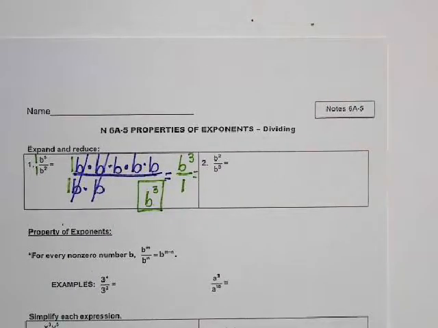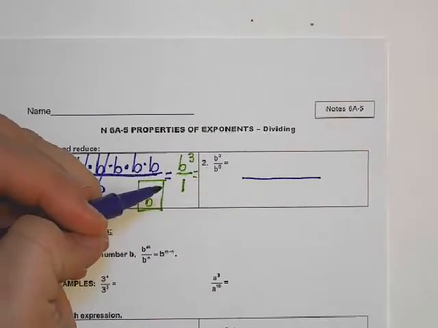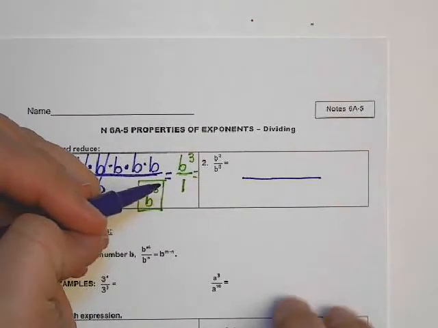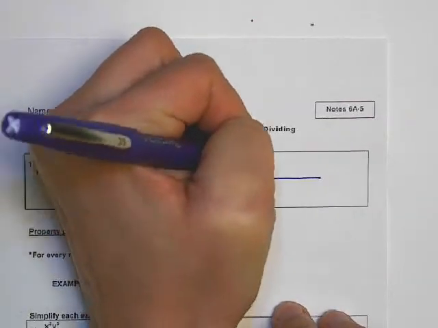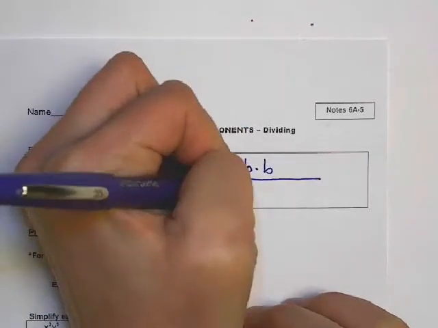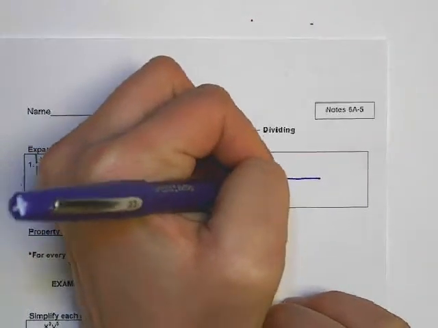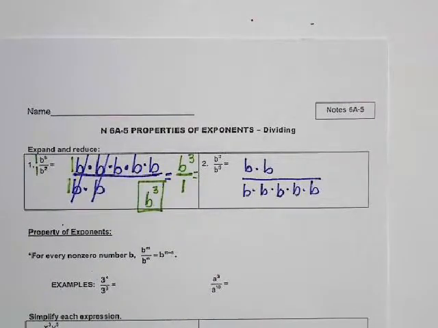Okay. Look at number 2. I've got a fraction bar, so I want everybody to draw your fraction bar. Now, how many B's are on the top? 2. B times B. How many B's are on the bottom? 5. B times B times B times B times B. Make sure you're writing with me.